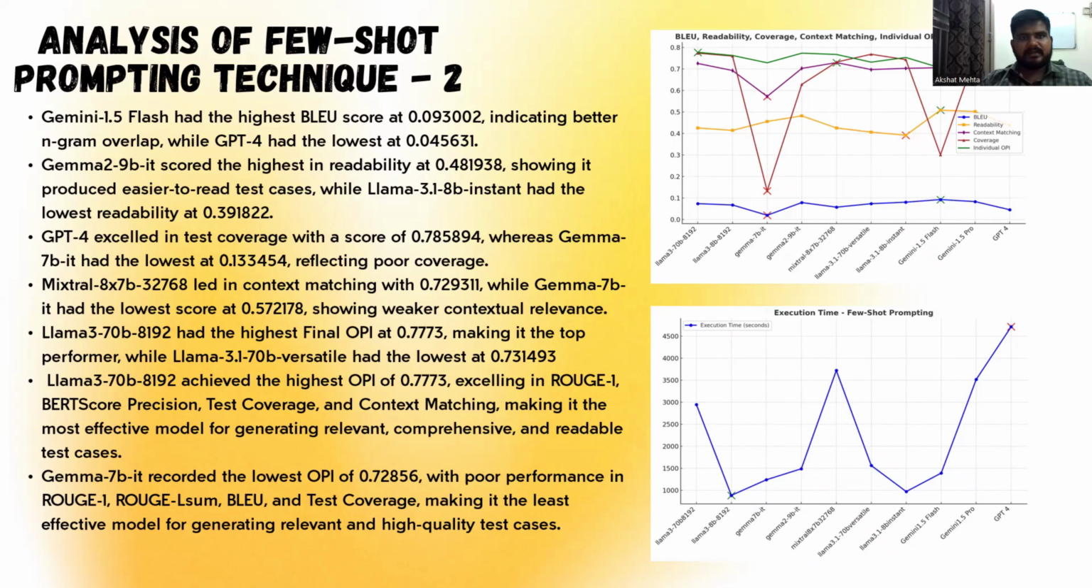In context matching, Mistral 8x7B led with 0.72931, while Gemma 7B it again lagged with 0.57128. Overall, Llama 3 70 billion emerged as the top performer with the highest OPI at 0.77, excelling in all key metrics. On the other hand, Gemma 7B recorded the lowest OPI at 0.72856, struggling with relevance and coverage. Let's move forward to chain of thought prompting exploration.